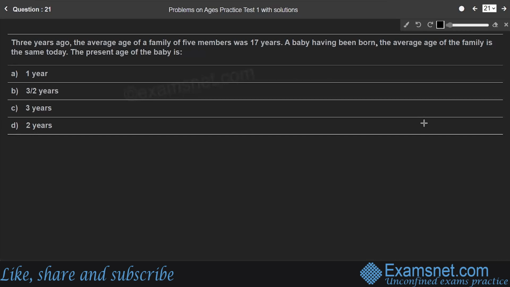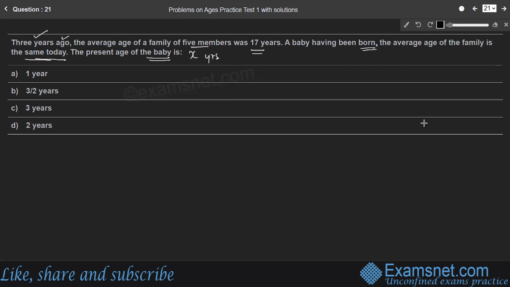Question 21. 3 years ago, the average age of a family of 5 members was 17 years. A baby having been born, the average age of the family is the same today. The present age of the baby is. So, students, consider the present age of the baby as X years, right?